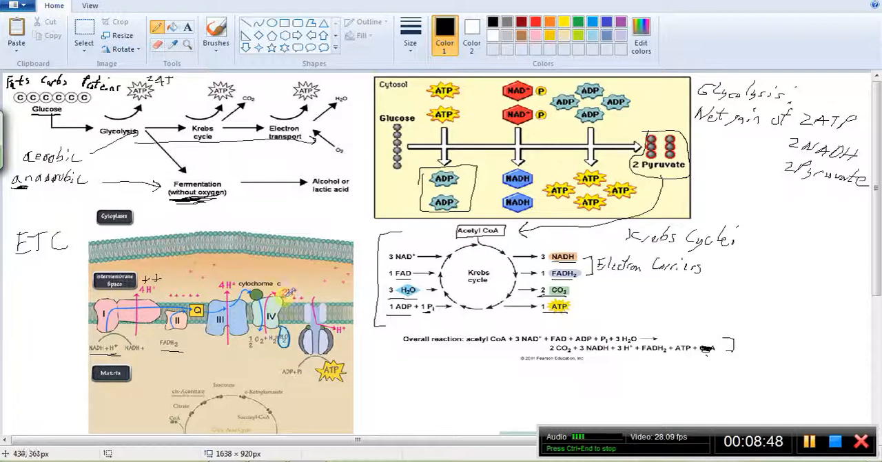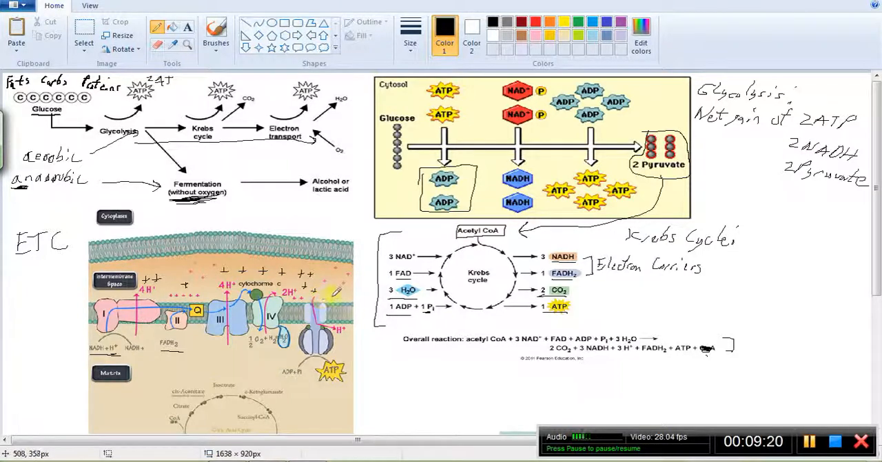The electrons go in here, and we have some more protons pumped across. You don't need to know all the names of these or what exactly is happening, but you do need to know that these electrons carried by NADH and FADH2 are those high energy electrons. We're using the energy in those electrons to push protons across this membrane, so there's lots and lots of protons here. There's a very high concentration of protons here and a very low concentration of protons on this side of the membrane.